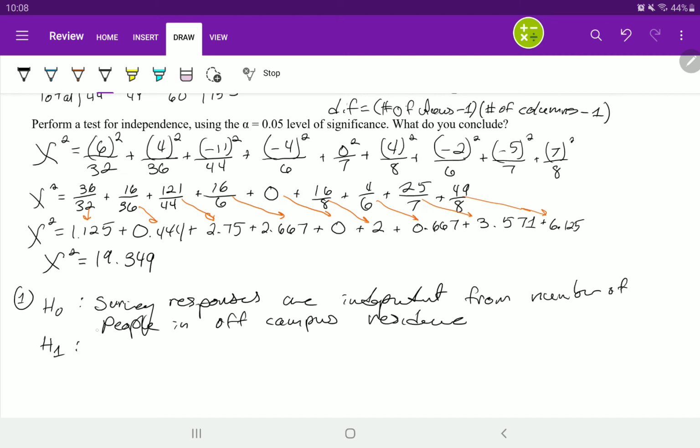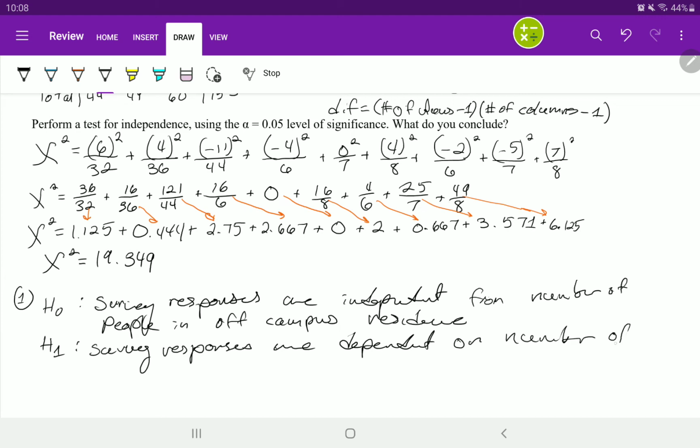And then for my alternative, we're going to say the survey responses are dependent on, I wrote from here, or independent, yeah, I was right, on the number of people in off-campus residents.